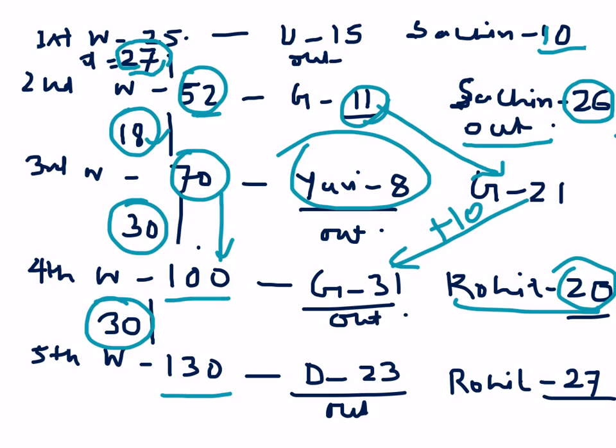So 50, he cannot be out. So it means that the other batsman who has come out to bat has got out. Dhoni makes 23 and gets out. So that's the reason 23 goes to Dhoni and 7 goes to Rohit, and Rohit's score increases by plus 7, and Dhoni makes his 23 and gets out at 130.